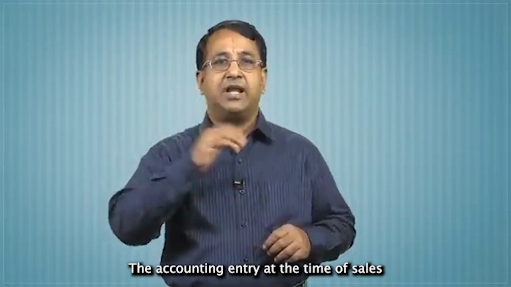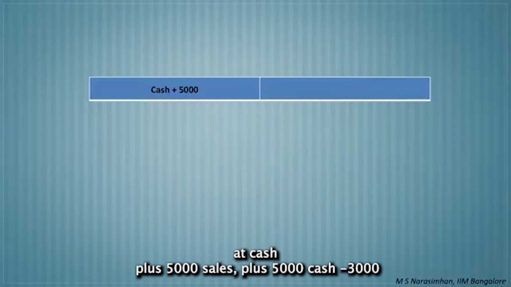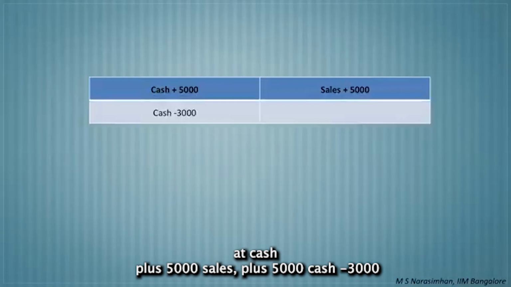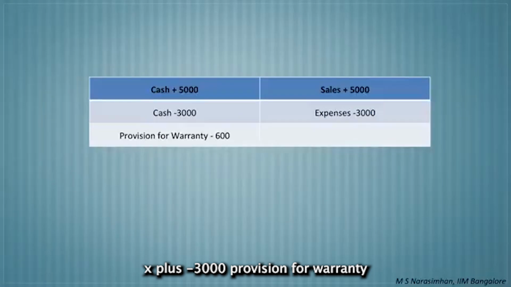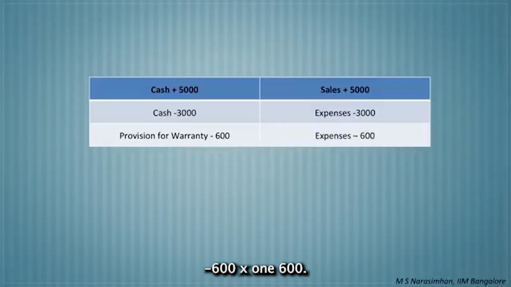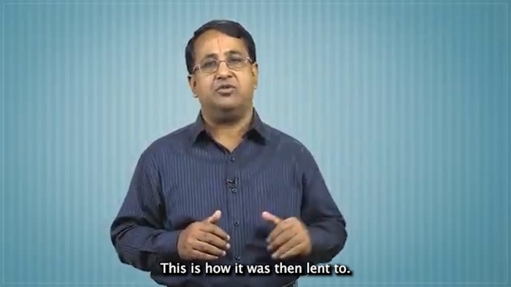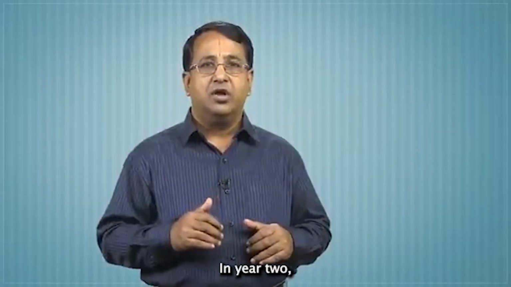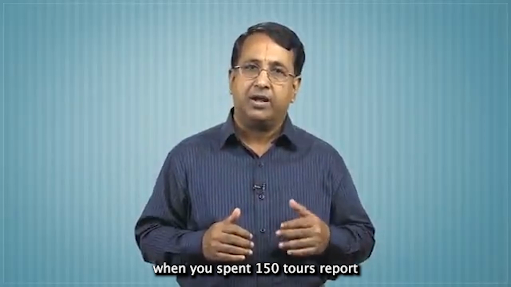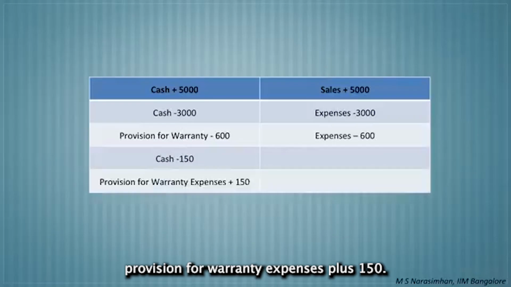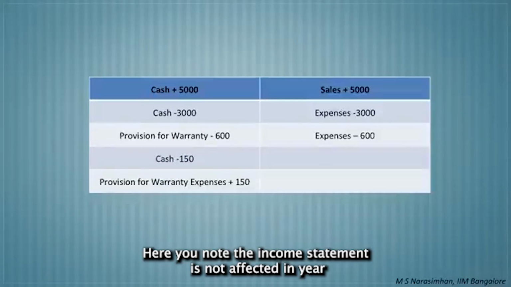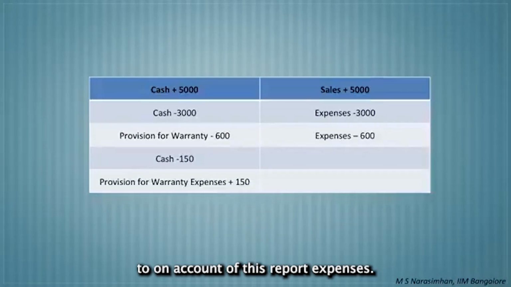The accounting entries at the time of sales are: cash plus 5,000, sales plus 5,000, cash minus 3,000, expense 3,000, provision for warranty minus 600, expense 600. This is our original entry. In year 2, when you spend 150 towards repair, our accounting entry is cash minus 150 because we are spending money, provision for warranty expenses plus 150. Here you note the income statement is not affected in year 2 on account of this repair expense.